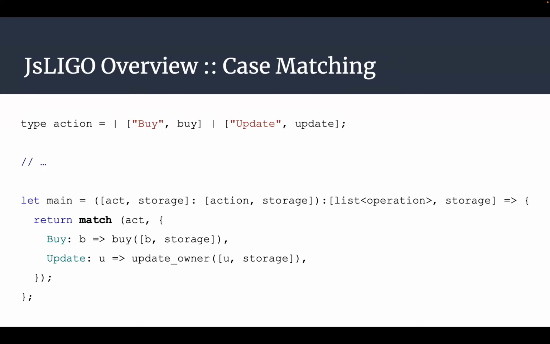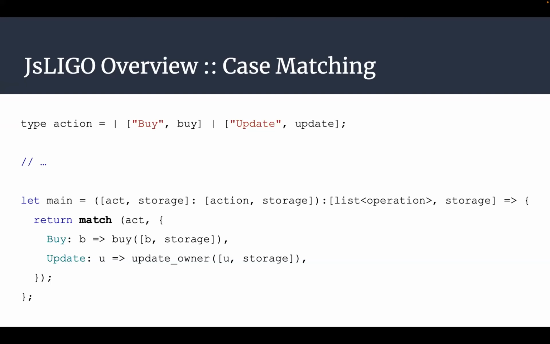So we have the pattern matching, what we call the case matching in JsLIGO. This is not a true pattern matching; it's just a simple one. So we see that we have a match operation. We take a parameter, which should be a variant, and then after we have a record with a case which repeats the name of the constructor, and we have a function which gives the behavior we want to execute once the variant has been matched.